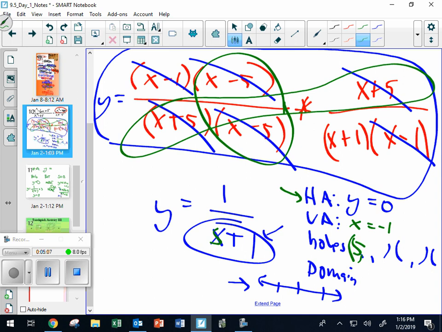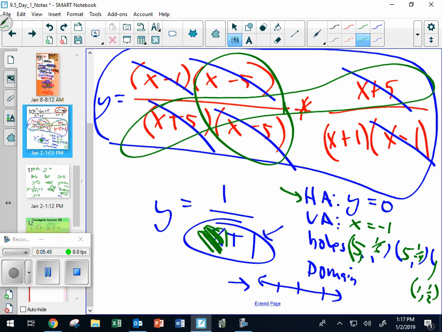Okay, so -5 created a hole. So did +5. That creates a hole. So if I put in the -5, what will I get? I'll get 1 over -4. So this one was 1/6. This one's 1 over -4. And then the last hole was at 1. 1 comma, and I put the 1 in here. 1 over 1 plus 1, 1 over 2. There we go. That's the hardest part.